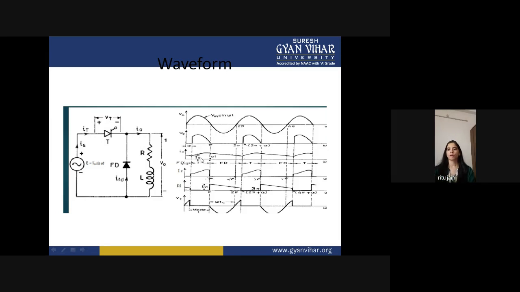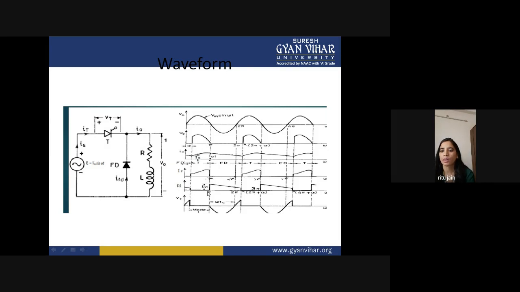Okay, so first we discuss the positive half cycle. From alpha to pi, you are getting output voltage and the thyristor is conducting. That's why you are getting output current. This is your output current waveform, and this is your input or supply current. Now, in this case, the freewheeling diode is not conducting from alpha to pi, so the freewheeling diode current will be 0.